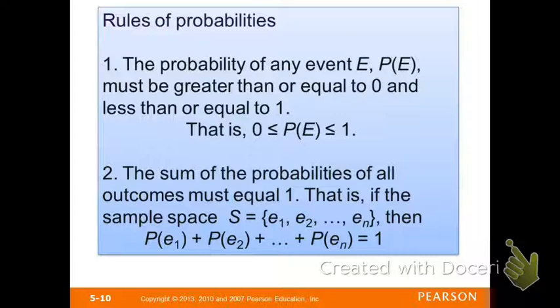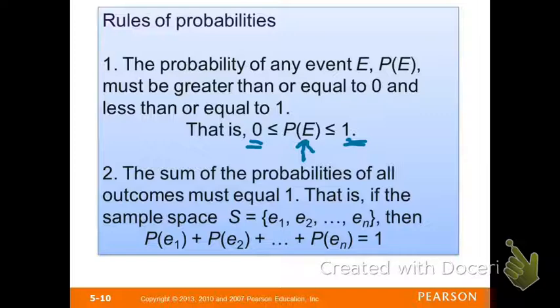This first rule says that the probability of any event has to be between 0 and 1. So you can't have a negative probability, and you can't have something with more than a 1 likelihood of happening, right? It's impossible for something to be 110% likely to happen. If it's absolutely guaranteed to happen, the probability is 1. If there's no possibility of it happening, it's 0. But in reality, most probabilities take place somewhere in between those values.